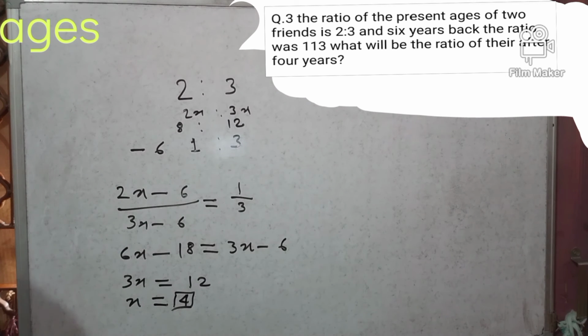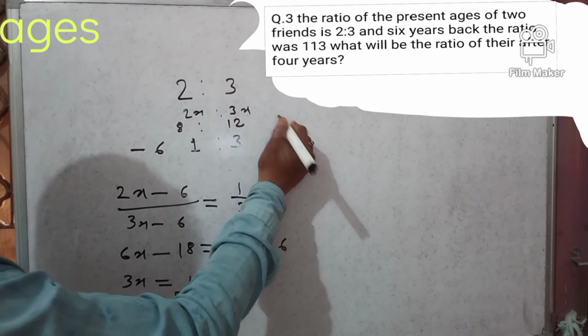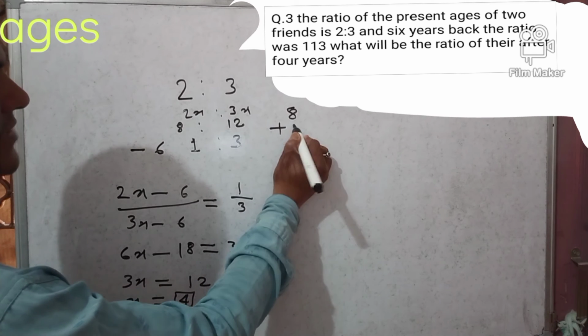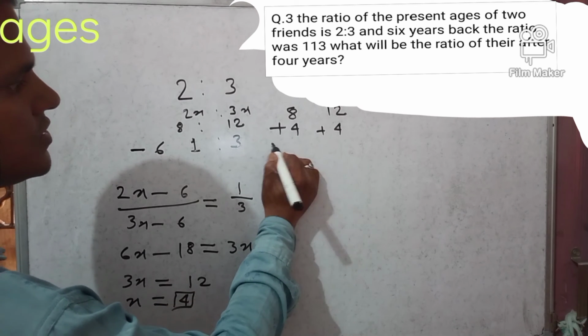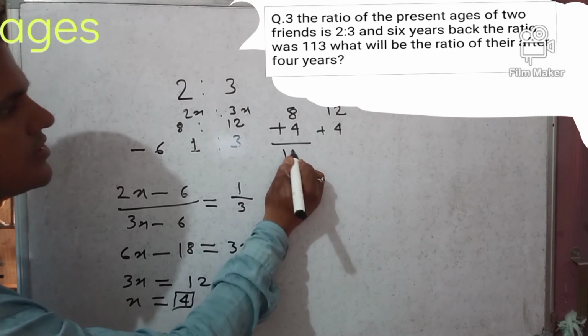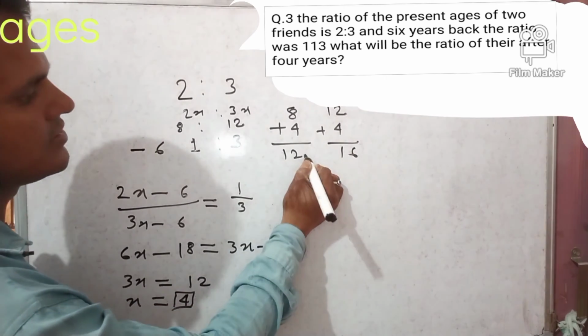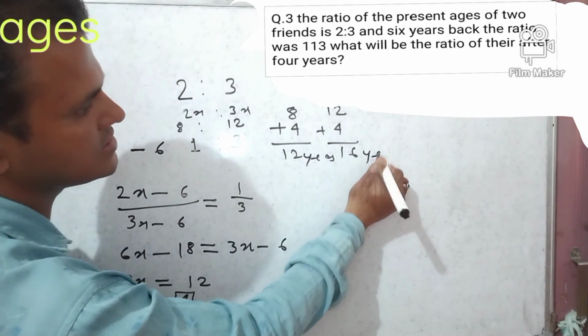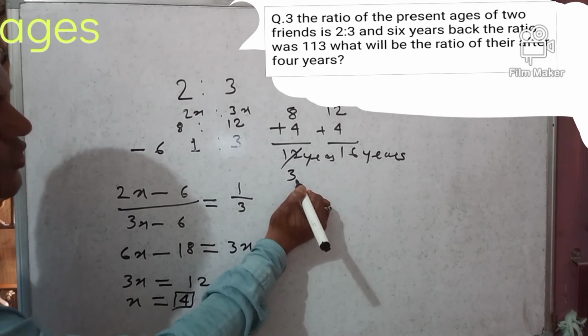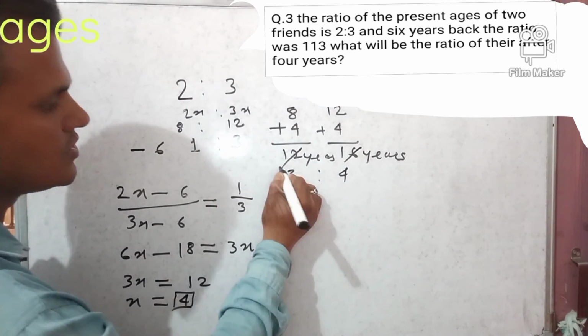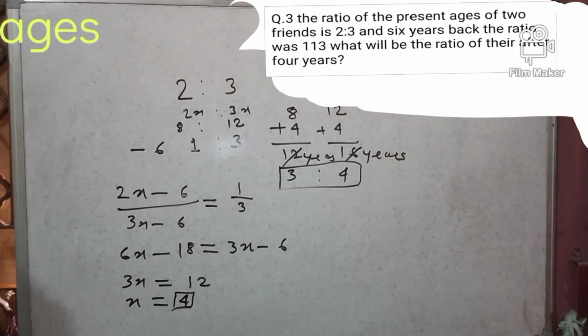After 4 years, our target is to find what will be the ratio of their ages after 4 years. Present ages are 8 and 12, so we have 8 plus 4 and 12 plus 4. This is 12 years and this is 16 years. In ratio, 4 times 3 is 12 and 4 times 4 is 16. So after 4 years it will be 3:4.